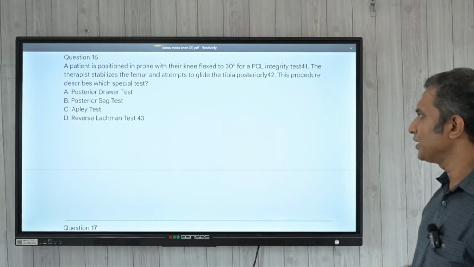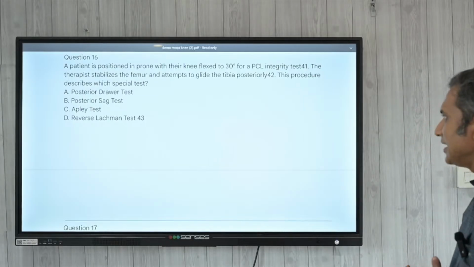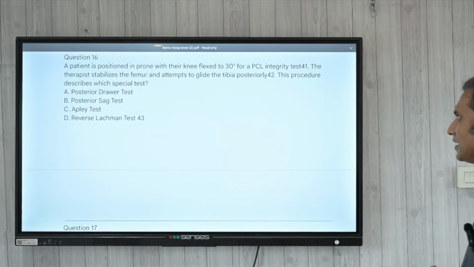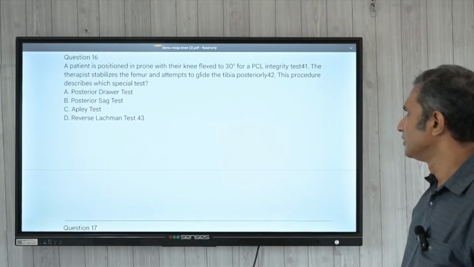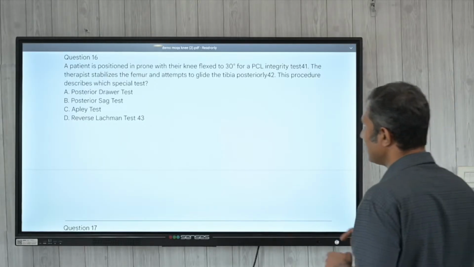Option A, posterior drawer test. Option B, posterior sag test. C, Apley's test. Reverse Lachman's test is option D. See, it's very clear, PCL integrity, so how it should be gliding, it's very evident.